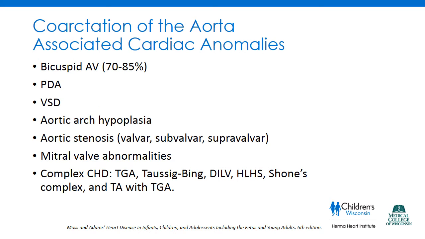Coarctation of the aorta can be associated with many different cardiac anomalies, including bicuspid aortic valve, PDA, VSD, aortic arch hypoplasia, and aortic stenosis, whether that's valvar, subvalvar, or supravalvar. So basically, a lot of these are left-sided lesions, including mitral valve abnormalities.